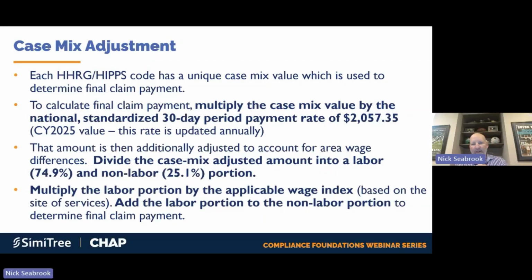So then I would factor in, let's say the cost of living, and I'm going to use a number that's not accurate, but I'm just going to use it for illustration purposes. Let's say New York City has a wage index factor of 1.5, like 50% higher than cost of living anywhere else. I'm going to multiply that 74.9% of 2057 by that 1.5, and then I'm going to add it to the 25% of 2057, the 25% being the non-labor portion. And those two numbers added together determine what your final payment is. So that's how we come up with the case mix adjustment itself.